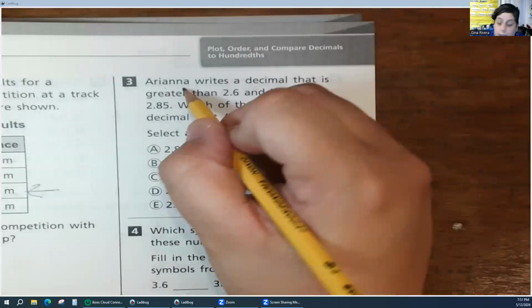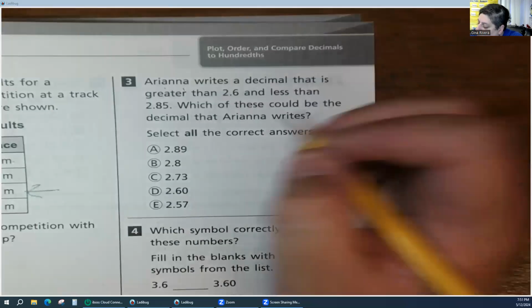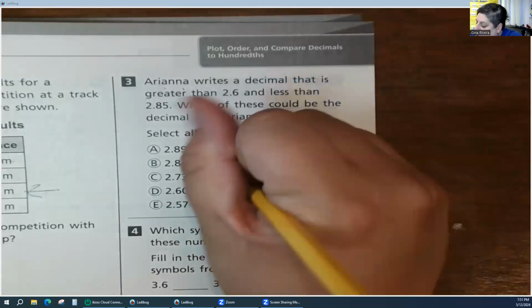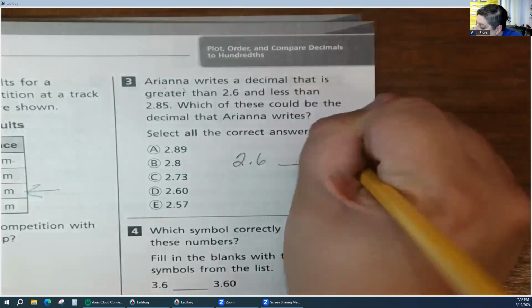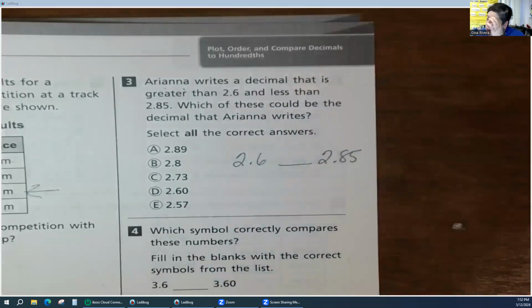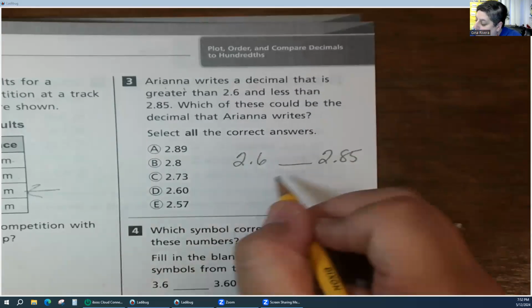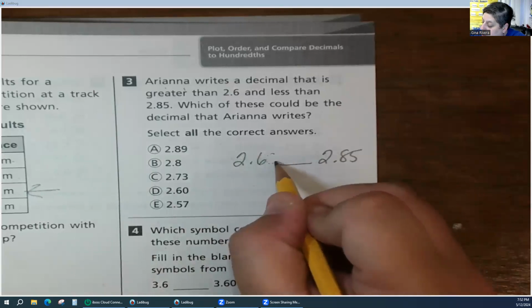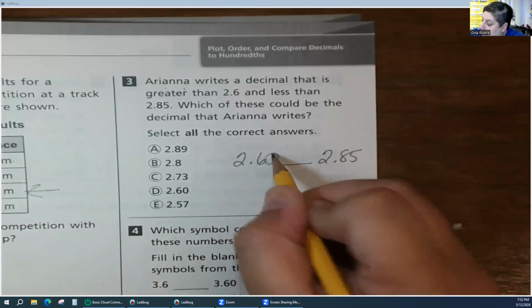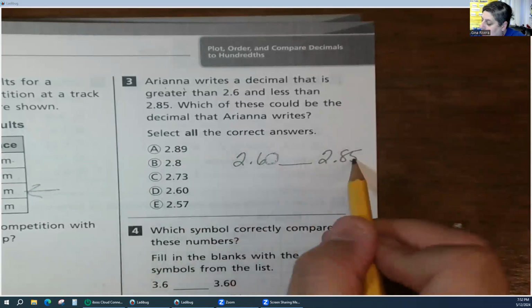Ariana writes a decimal that is greater than 2.6 and less than 2.85. So that means it's in between these 2 decimals. Which of these could be the decimal that Ariana writes? So I'm looking for a number that fits in between these 2. I'm going to make my life easier by putting an imaginary 0 here so that I can see it's anywhere between 60 and 85.